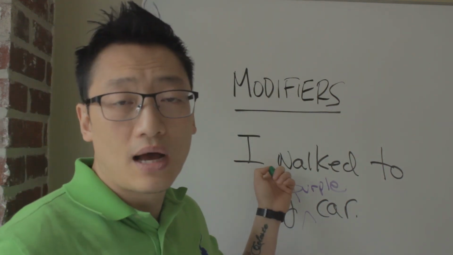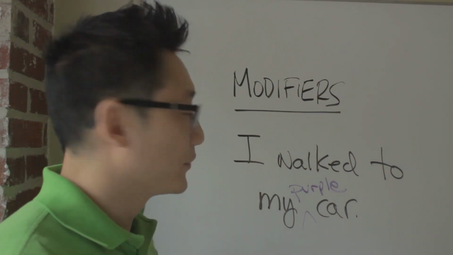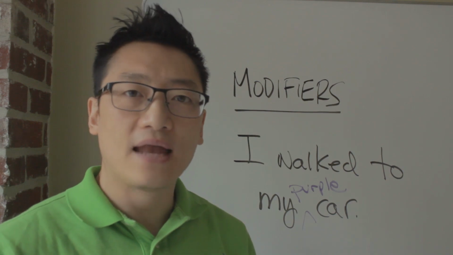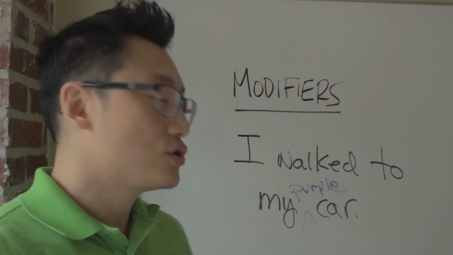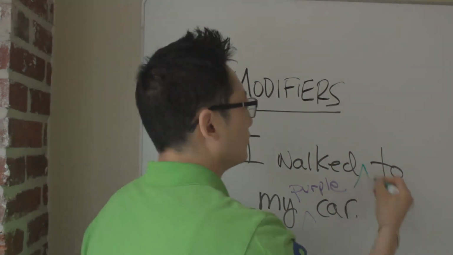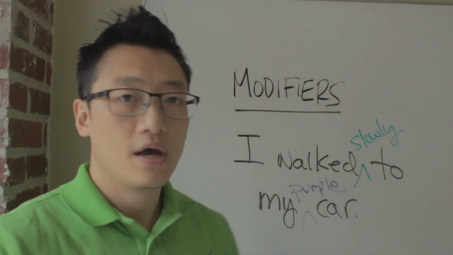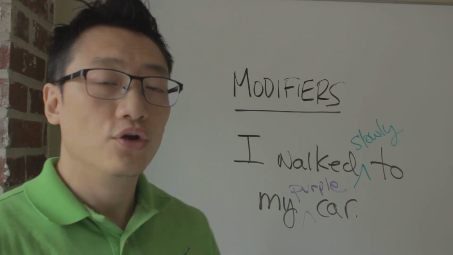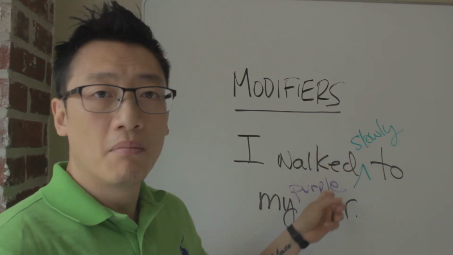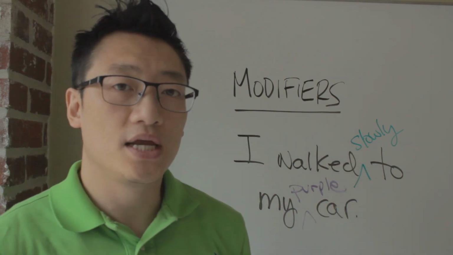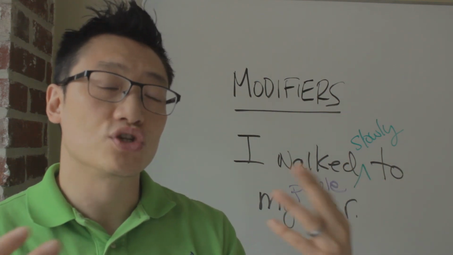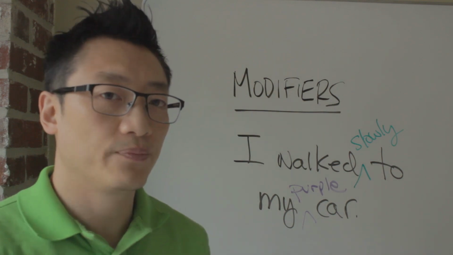And when I do so, I would add an adverb. And usually in an adverbial addition, you want to add it at the end of the verb. So, something like, I walked slowly to my purple car. Notice that these modifiers are not necessary in a sentence. However, they add color and value and more of a description to that sentence.